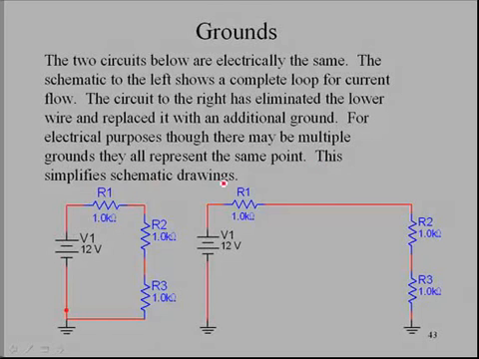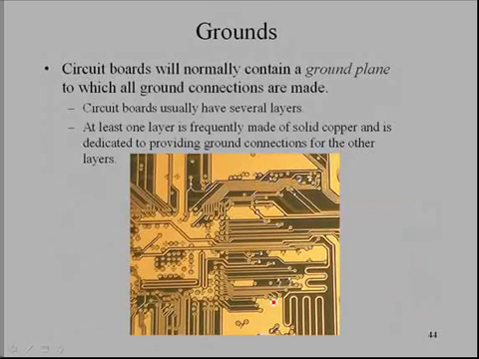This simplifies schematic drawing. So you will commonly see in schematic drawings that rather than run this wire all the way across the page to a common single ground point, they will just show multiple grounds, but it's understood that they all represent the same point. Circuit boards will normally contain a ground plane to which all ground connections are made. Circuit boards usually have several layers. At least one layer is frequently made of solid copper and is dedicated to providing ground connections for all other layers. And so here we see a ground plane for a circuit board.